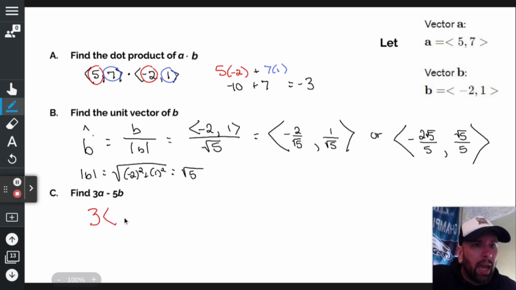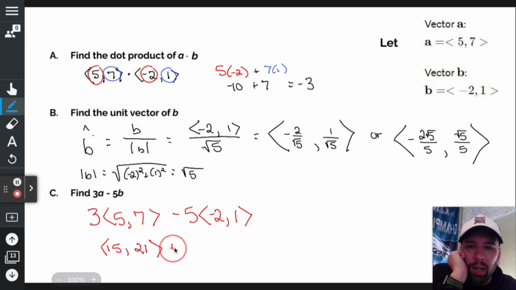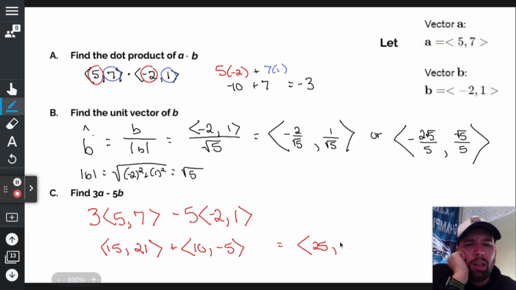3 times vector A is going to be 3 times vector 5, 7, minus 5 times vector B is going to be -5 times -2, 1. That's 15, 21, plus 10, -5. And then you just add the components in the forms that they're in. So 15 and 10 is 25. 21 minus 5 is 16.